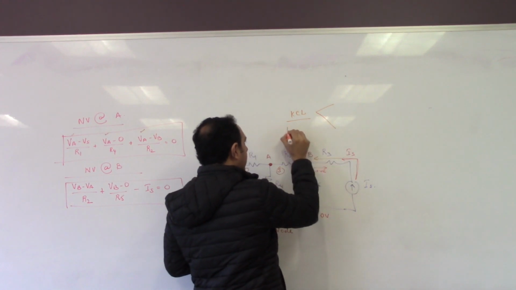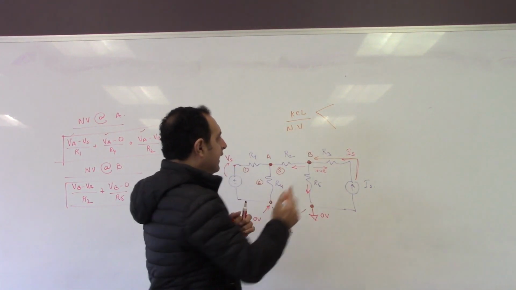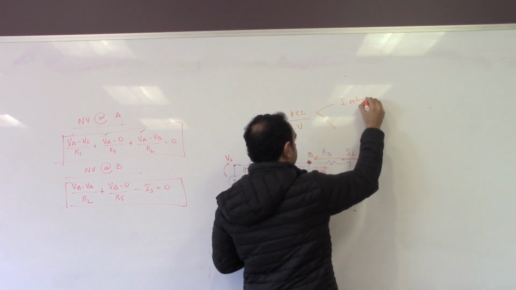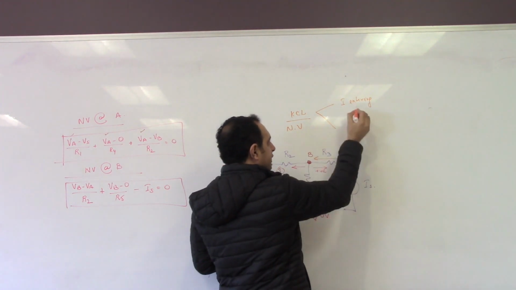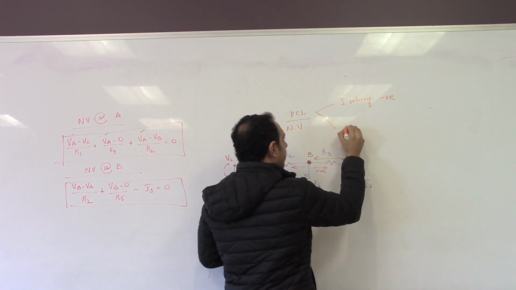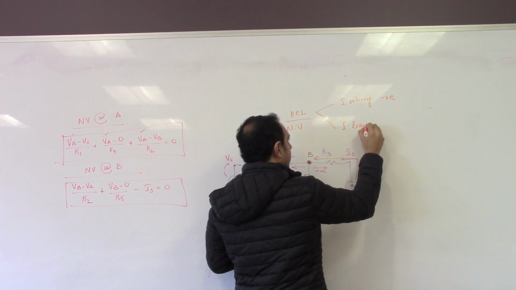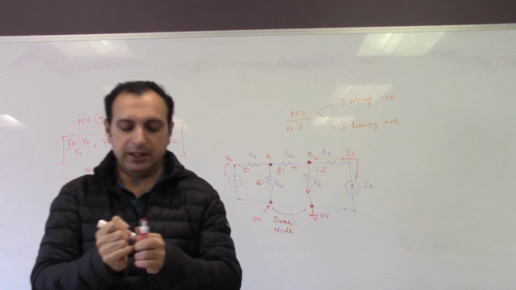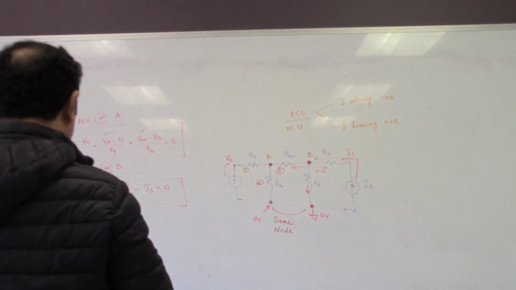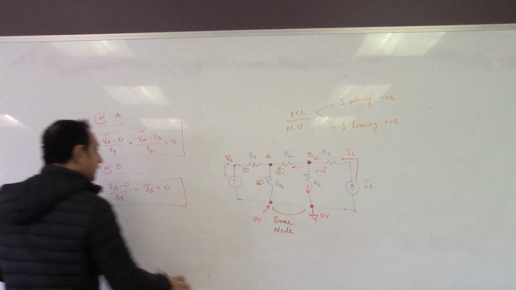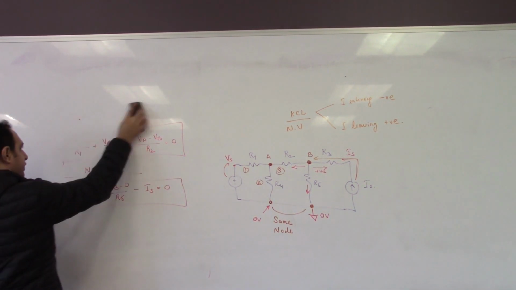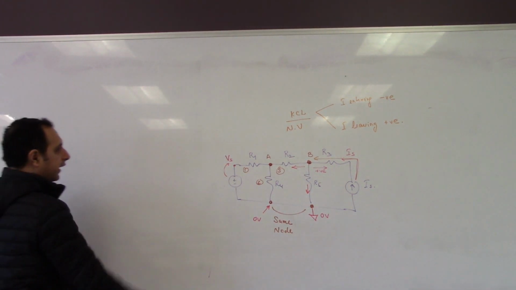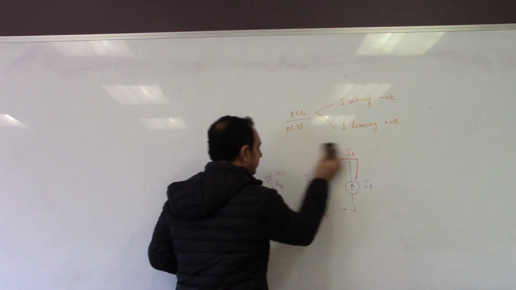Whether you're doing KCL or node voltage or any other method, if current is entering the node, it's a negative current. All leaving currents are positive. Just keep that in mind, and it is throughout the course. Throughout circuit analysis, if you have a current that is entering a particular node, then with reference to that node, the current is negative, and leaving currents are positive.